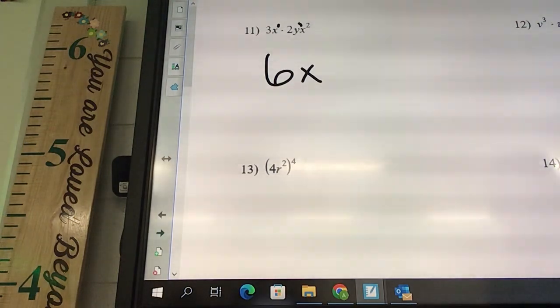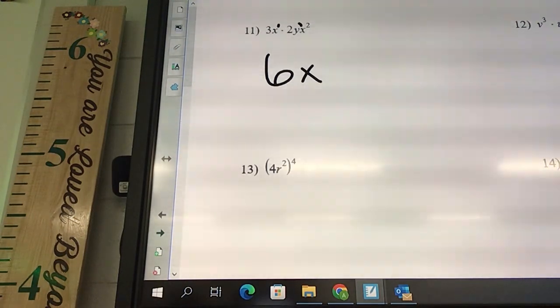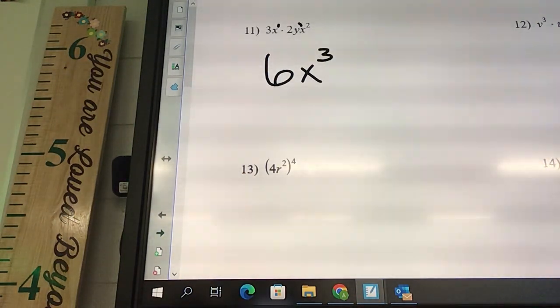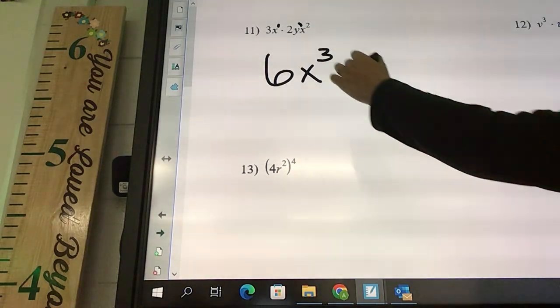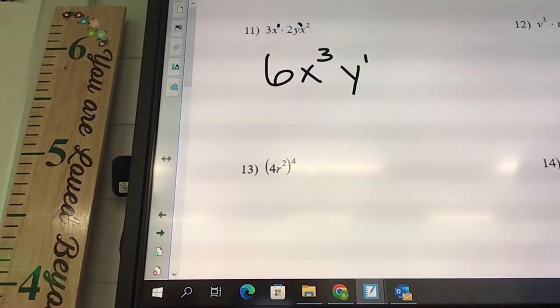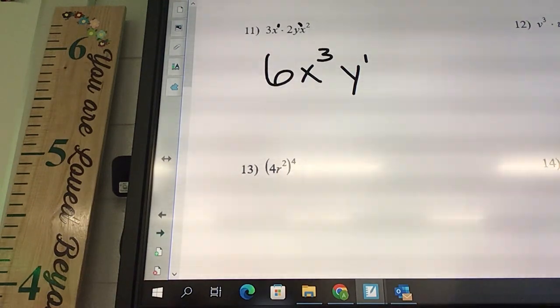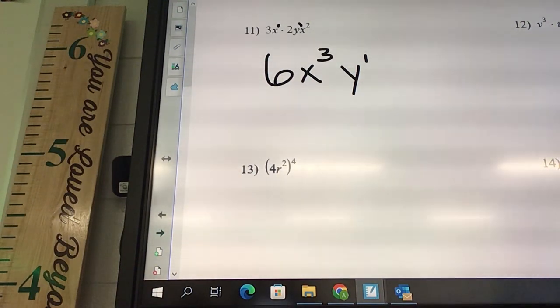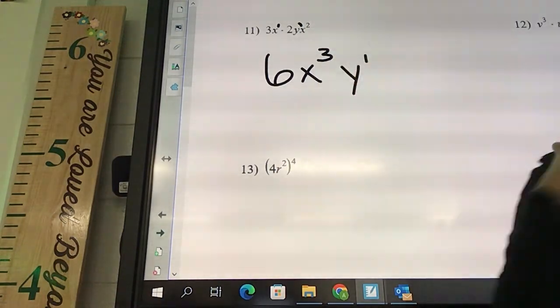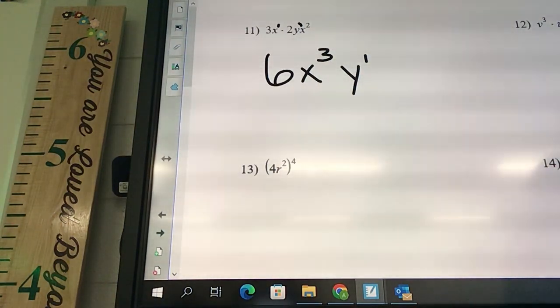So we got X to the 1 and an X to the 2, so that's going to be X to the 3. And what about the Y's? Y1. Now you can write it like that, or you can write it like this. They are equivalent. Typically, the same way that they gave it to us with no 1 there, that's how you're supposed to write it, but if you put the 1, it is not wrong.